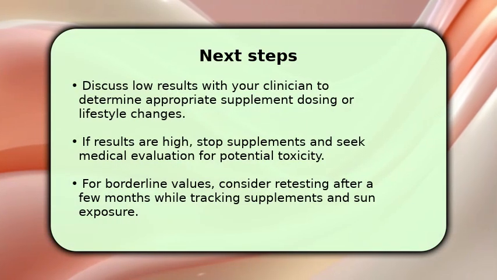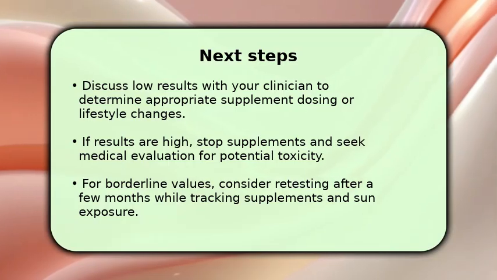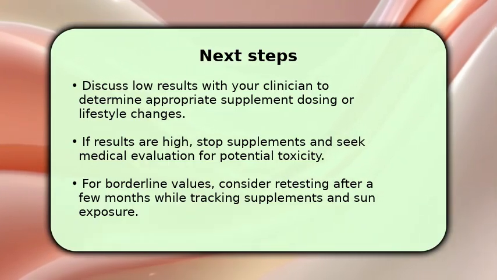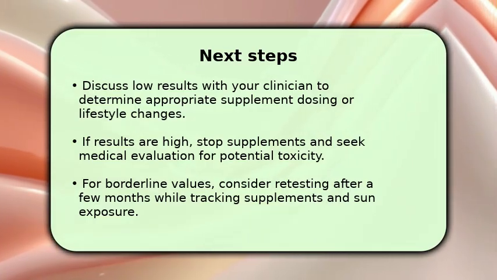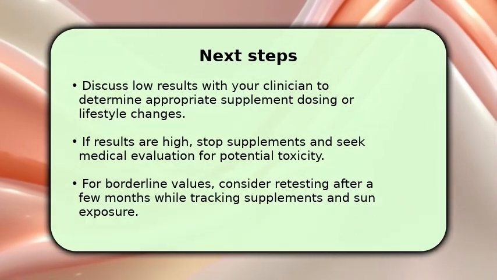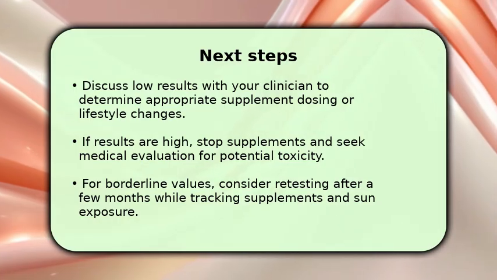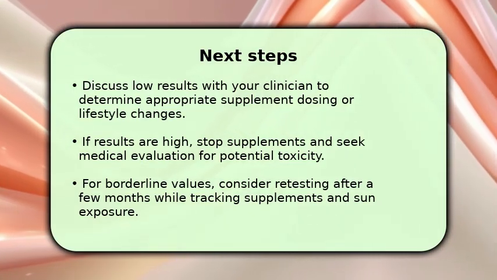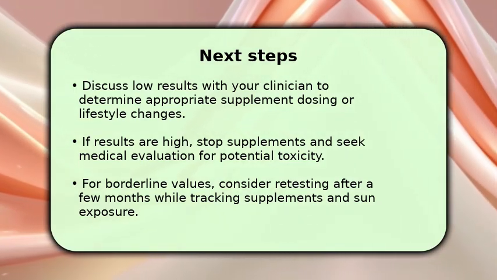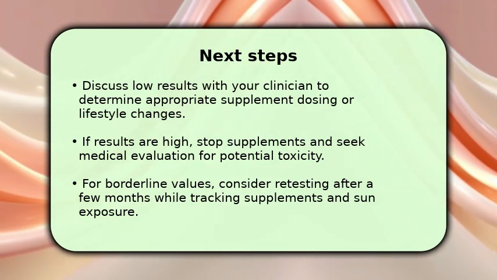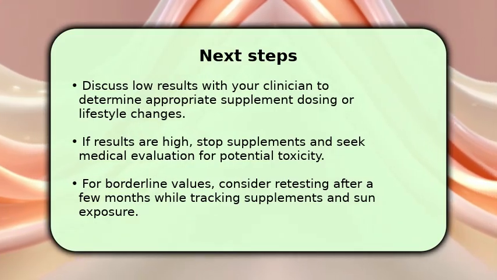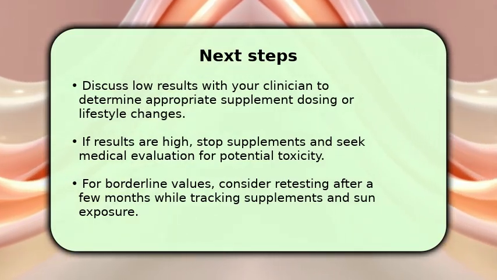If your result is low, discuss treatment options with your clinician, including supplement dosing, monitoring plans, and safe sun exposure. If your level is high, stop supplements and seek medical advice to evaluate for toxicity and causes. For borderline or changing results, consider retesting in a few months while keeping a log of supplements, diet, and sun exposure to inform better clinical decisions.